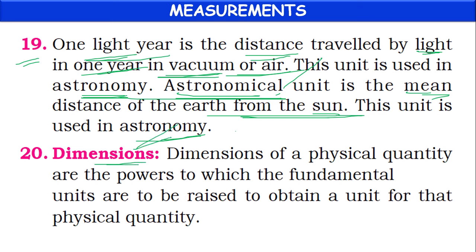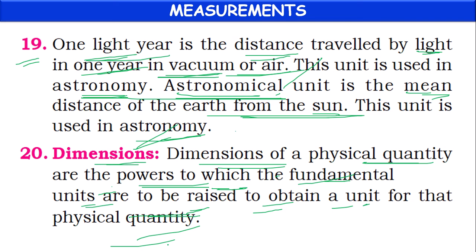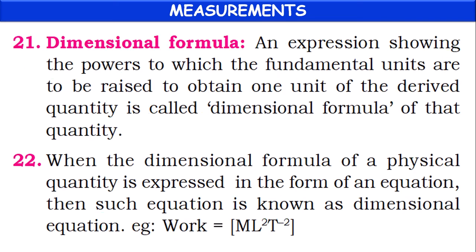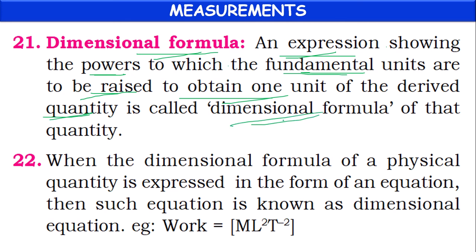Next, what are dimensions, children? Dimensions of a physical quantity are the powers to which base quantities or fundamental quantities are to be raised to obtain the unit of a physical quantity. So they are dimensions. Dimensional formula means an expression showing the powers to which fundamental units are to be raised to obtain 1 unit of the derived quantity. That complete expression is called dimensional formula.